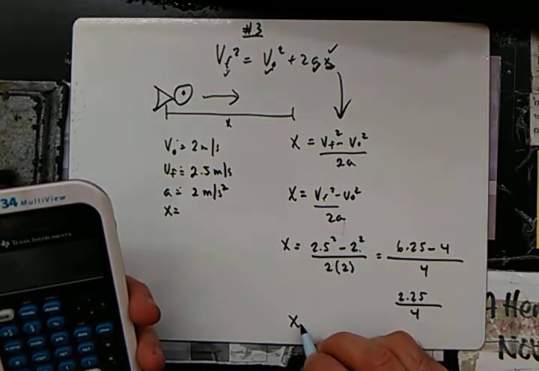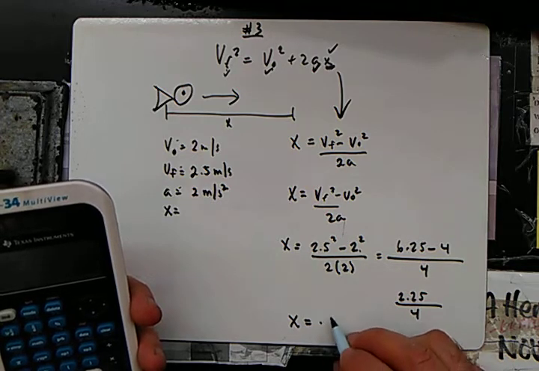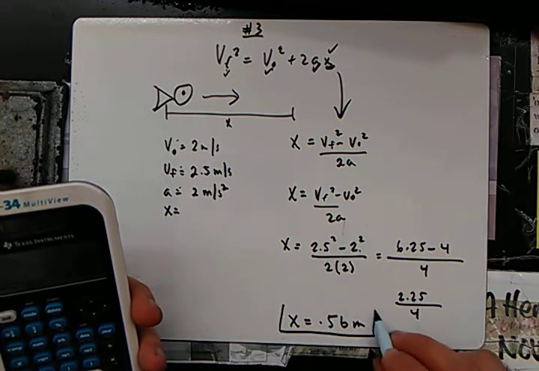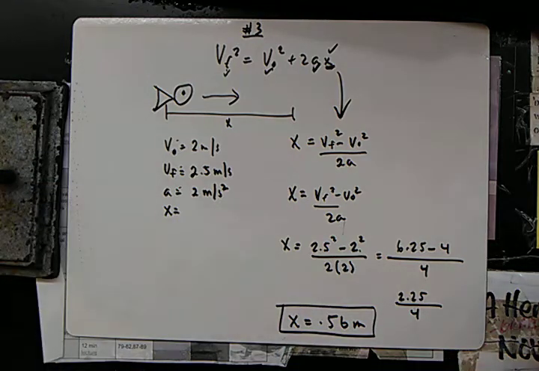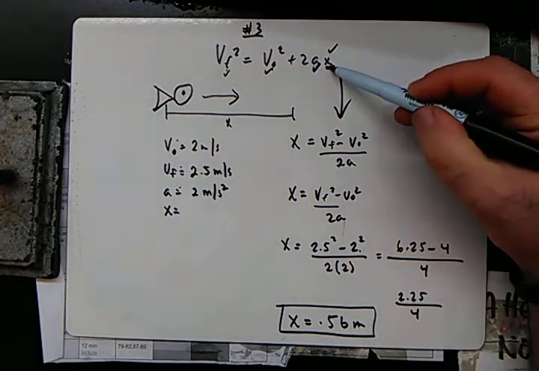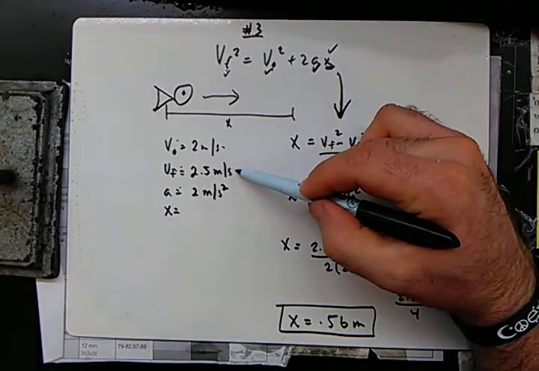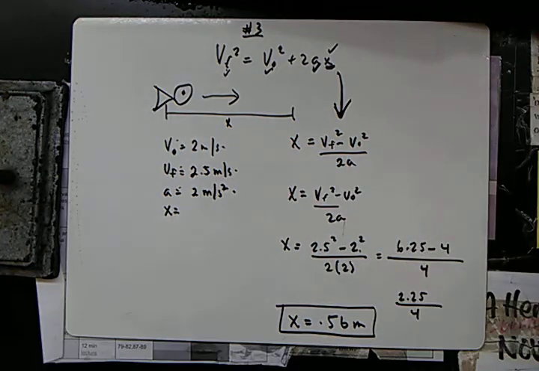Okay, x is 0.56 meters. Okay, so it's gone 0.56 meters. Okay, and that's the displacement. This thing has gone that far, given the fact that it started at this, went to this, and accelerated at that. So you might want to pause that for a second and write it down, and that's it for our formulas in kinematics.